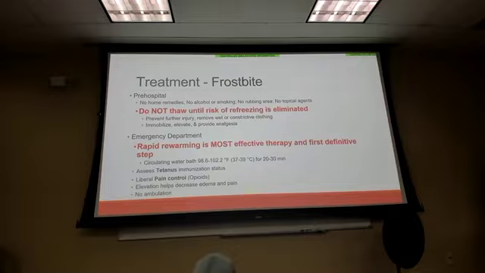So the best treatment is going to be a circulating water bath, typically less than 104 degrees, but we prefer 98 to 102 for these circulating water baths.